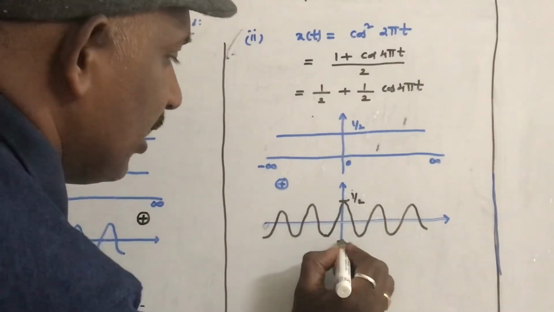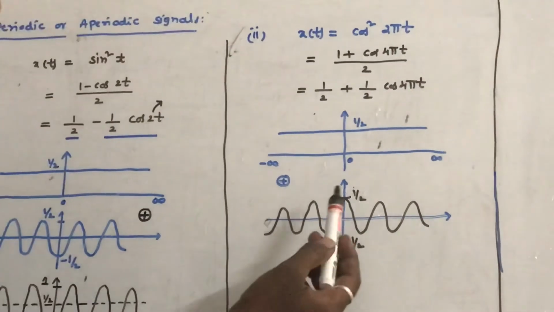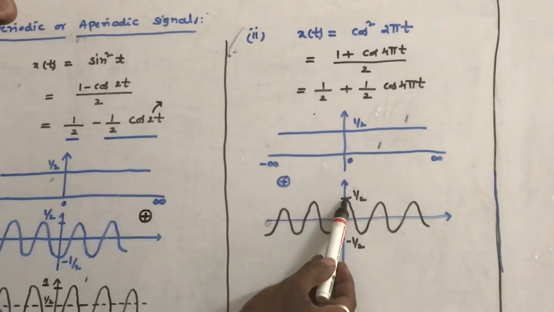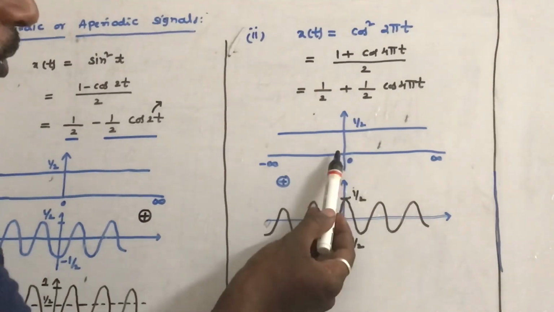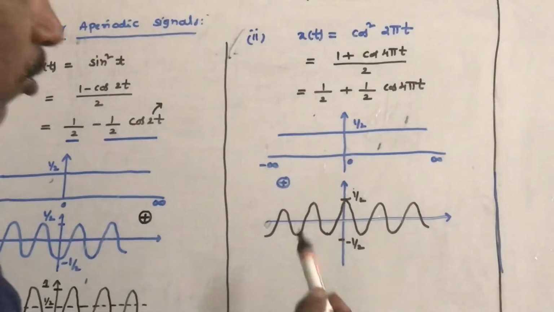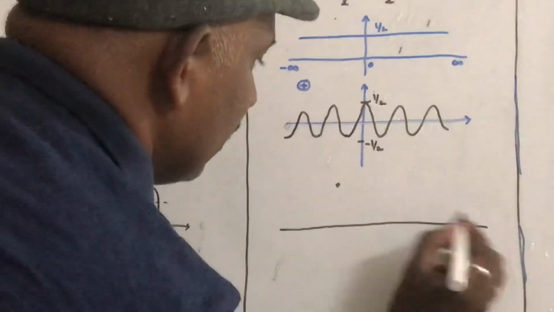So the negative peak reaches minus 1 by 2. If we add both of them, as in the previous case, add 1 by 2 to the positive peak and add 1 by 2 to the negative peak. The positive peak will move to 1 and the negative peak will move to 0. So in this way you can draw this waveform.